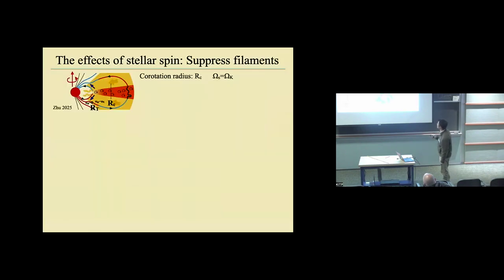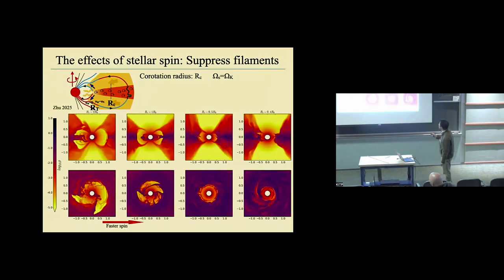But now if we allow the central star to rotate, then this introduces another free parameter, and this is the co-rotation radius in the disk. This is where in the disk the Keplerian orbit equals the stellar rotation. So if you have a magnetic field connecting these two, the field lines will not be twisted.